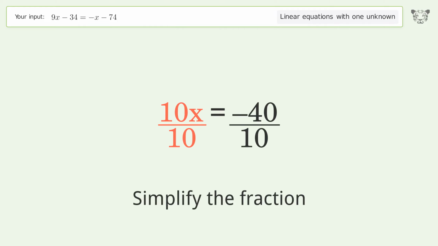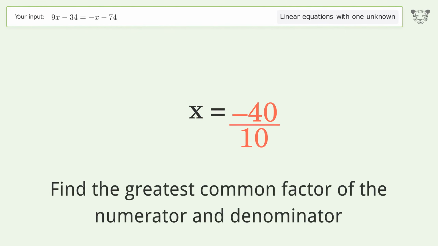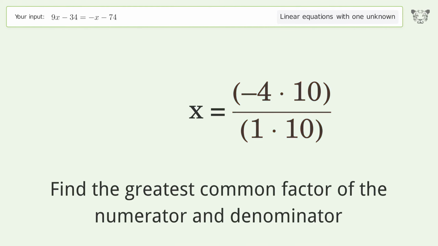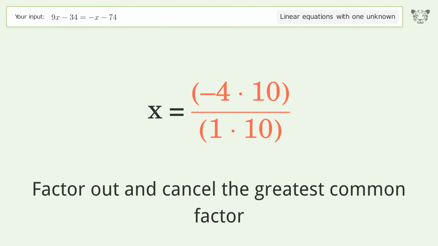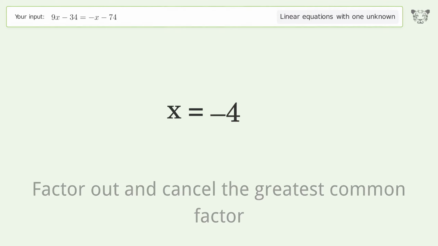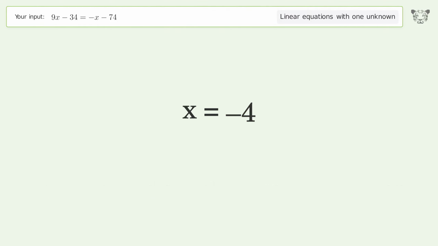Simplify the fraction. Find the greatest common factor of the numerator and denominator. Factor out and cancel the greatest common factor. And so the final result is x equals -4.